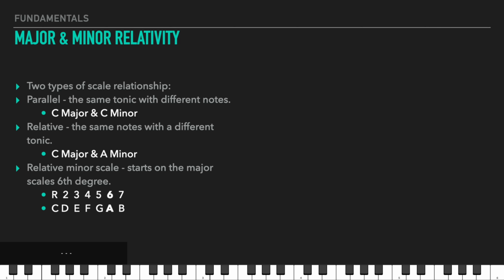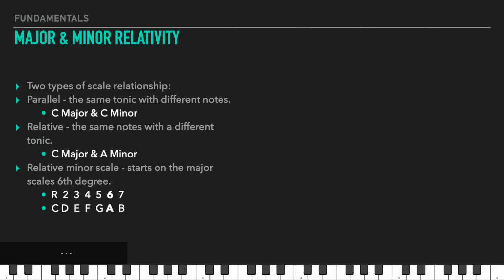Let's do another example. If I start on G major and I go G, A, B, C, D, E, F sharp, G. Now I number them 1, 2, 3, 4, 5, 6. Here's E. And now I just play the same notes again. E, F sharp, G, A, B, C, D, E. That is the E minor scale.